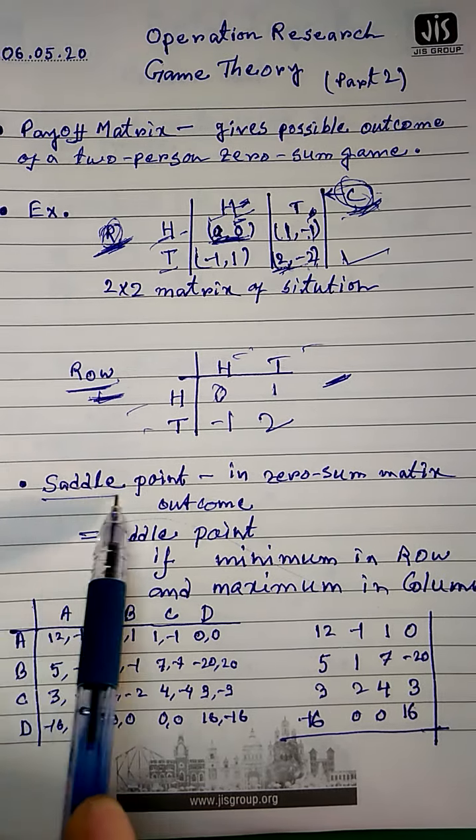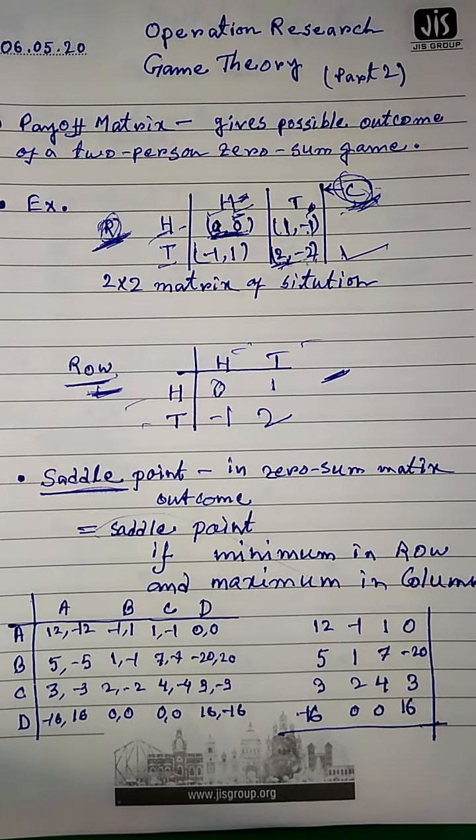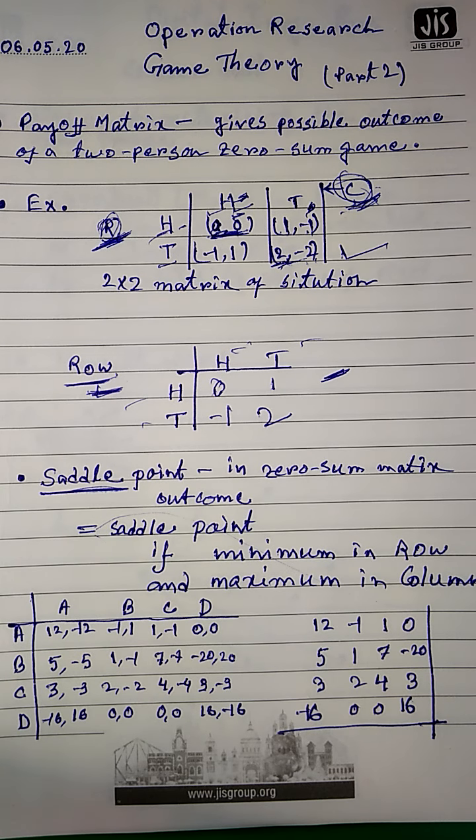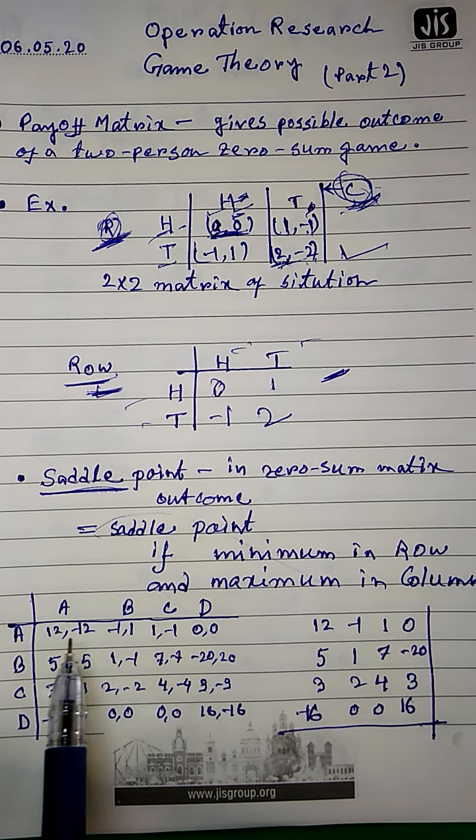Now, what is a saddle point? In a zero sum matrix game, an outcome is a saddle point if the outcome is a minimum in its row and maximum in its column. I will explain it with an example. Consider the following zero sum game.